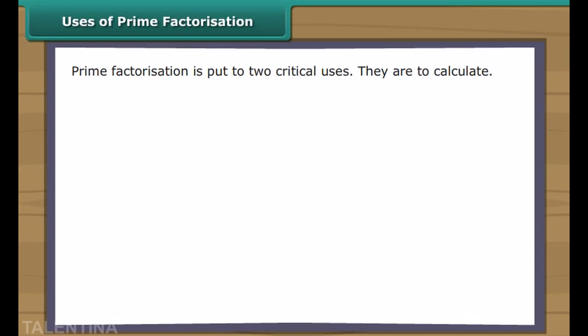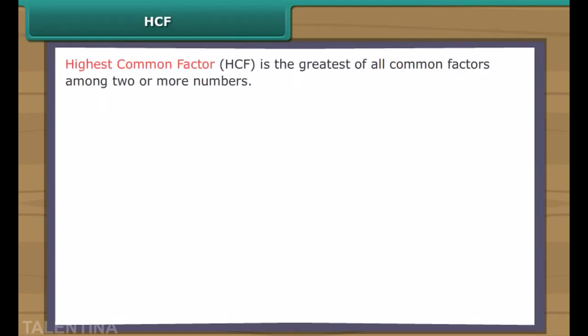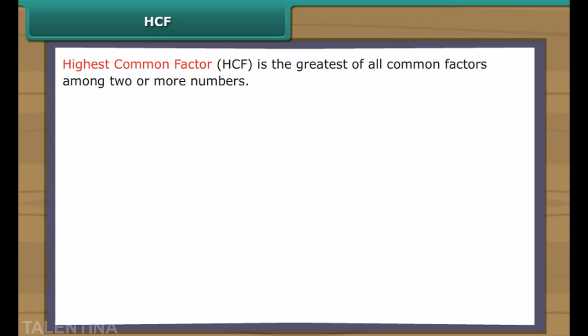Uses of prime factorization. Prime factorization is put to two critical uses. They are to calculate HCF and LCM. HCF. Highest common factor or HCF is the greatest of all common factors among two or more numbers. Let us identify the HCF of 12, 15 and 18.